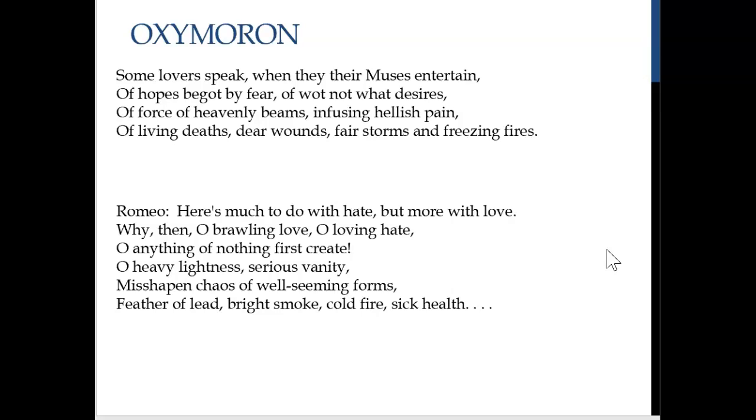So Romeo says, here's much to do with hate, but more with love. Why then, O brawling love, O loving hate, O anything of nothing first create, O heavenly light, O heavy lightness, serious vanity, misshapen chaos of well-seeming forms, feather of lead, bright smoke, cold fire, sick health. So there, I think, is a case where our boy Romeo is just overdoing it. Shakespeare's using that as a way to indicate that this is the guy who doesn't know exactly what's going on inside his own heart.